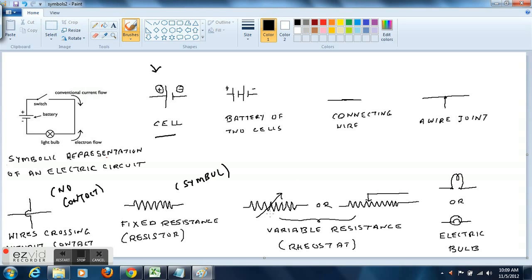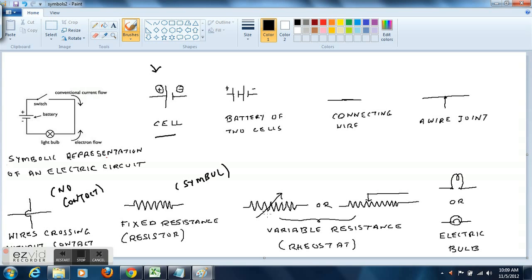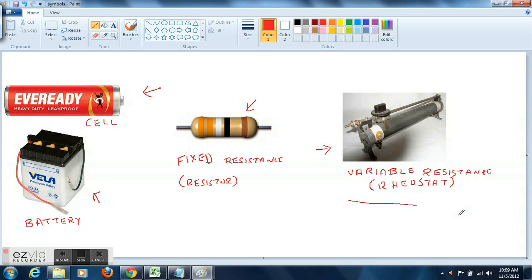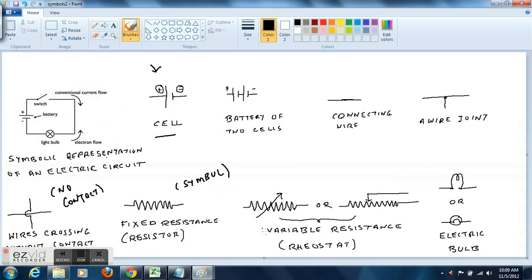Next is the symbol for variable resistance. Variable resistance is something we very often use in the laboratory. If you have a regulator in your fan, then that regulator is a variable resistance. So we also use variable resistance day to day in our house, which is the regulator of a fan. This is how the variable resistance is drawn in a diagram. Variable resistance is also called a rheostat.